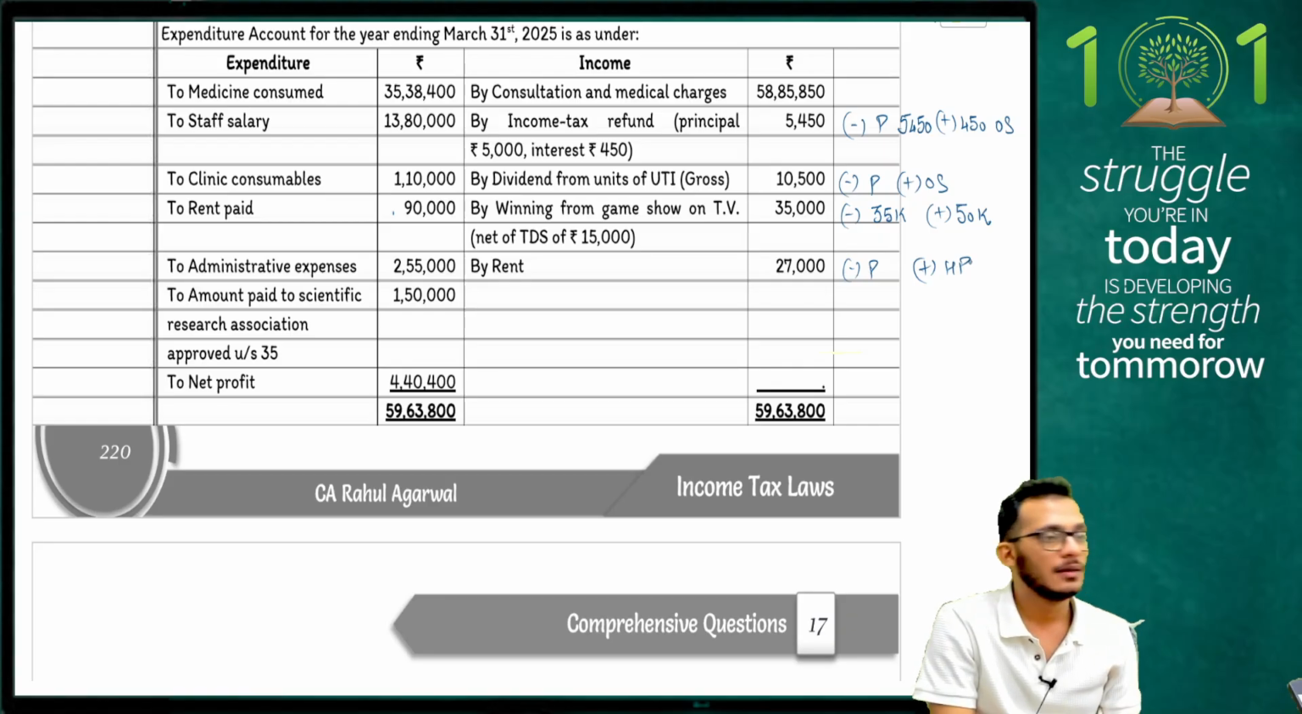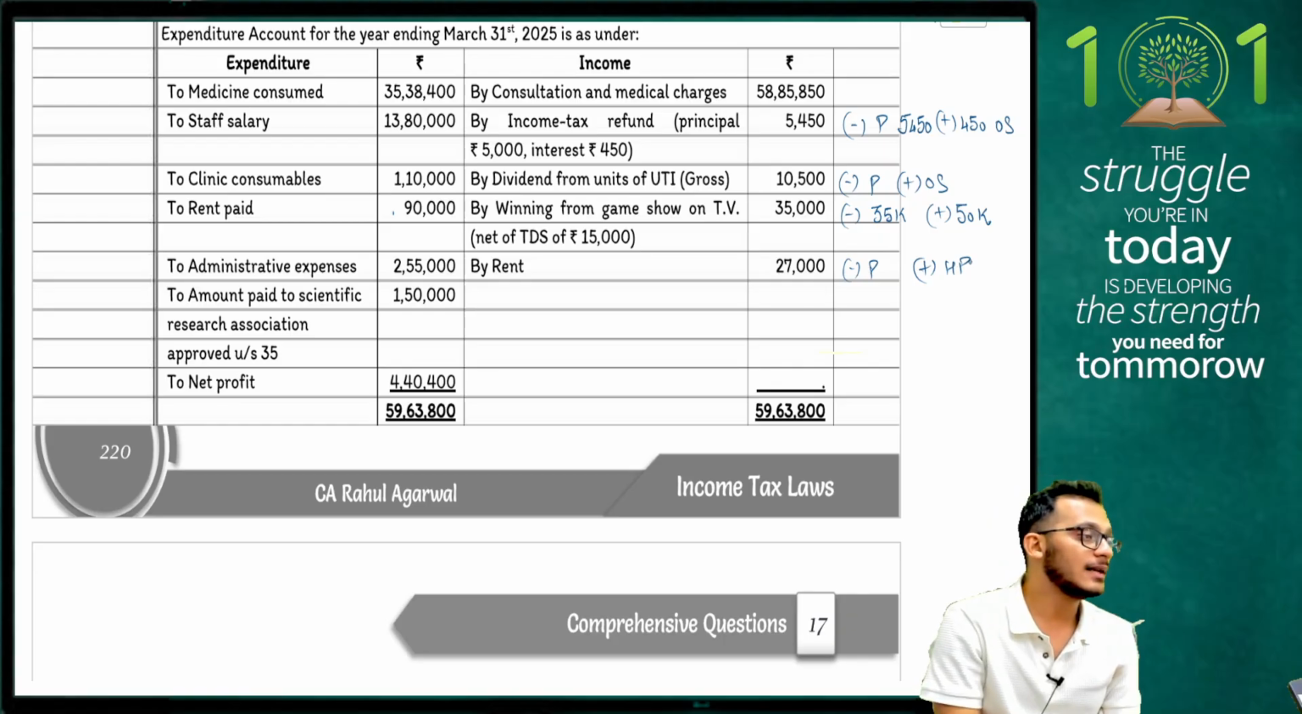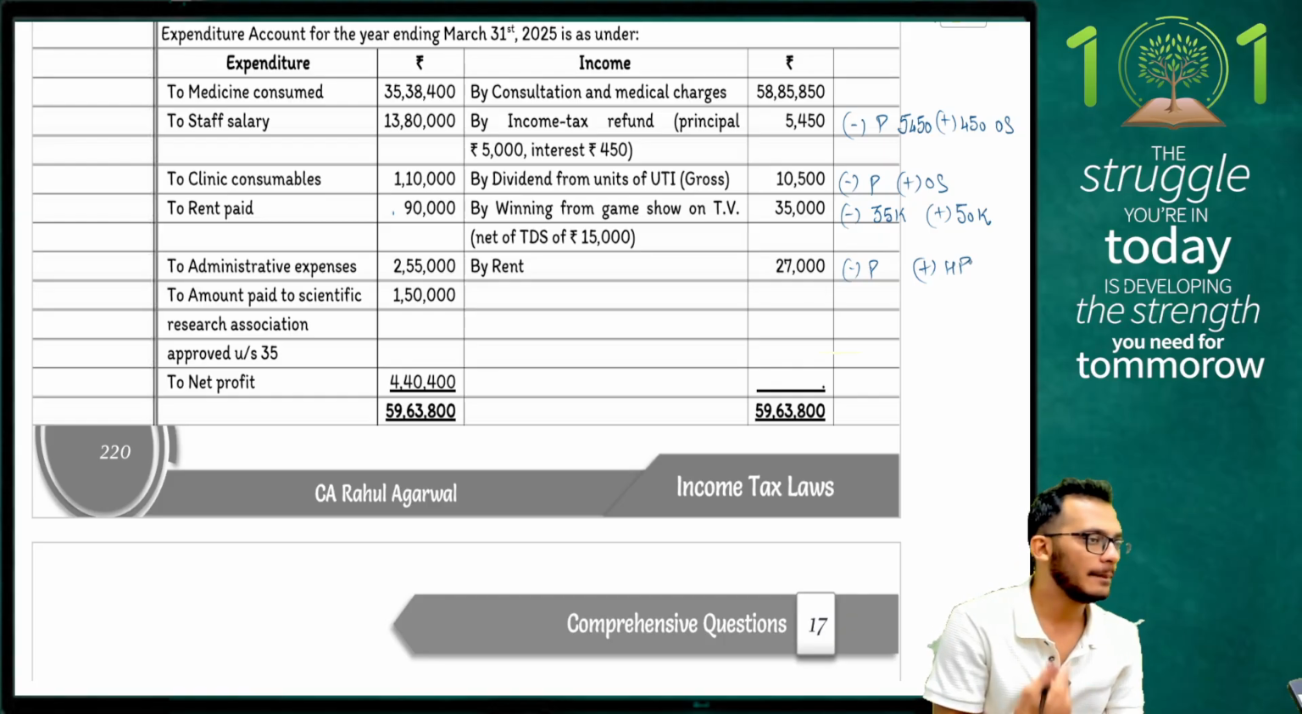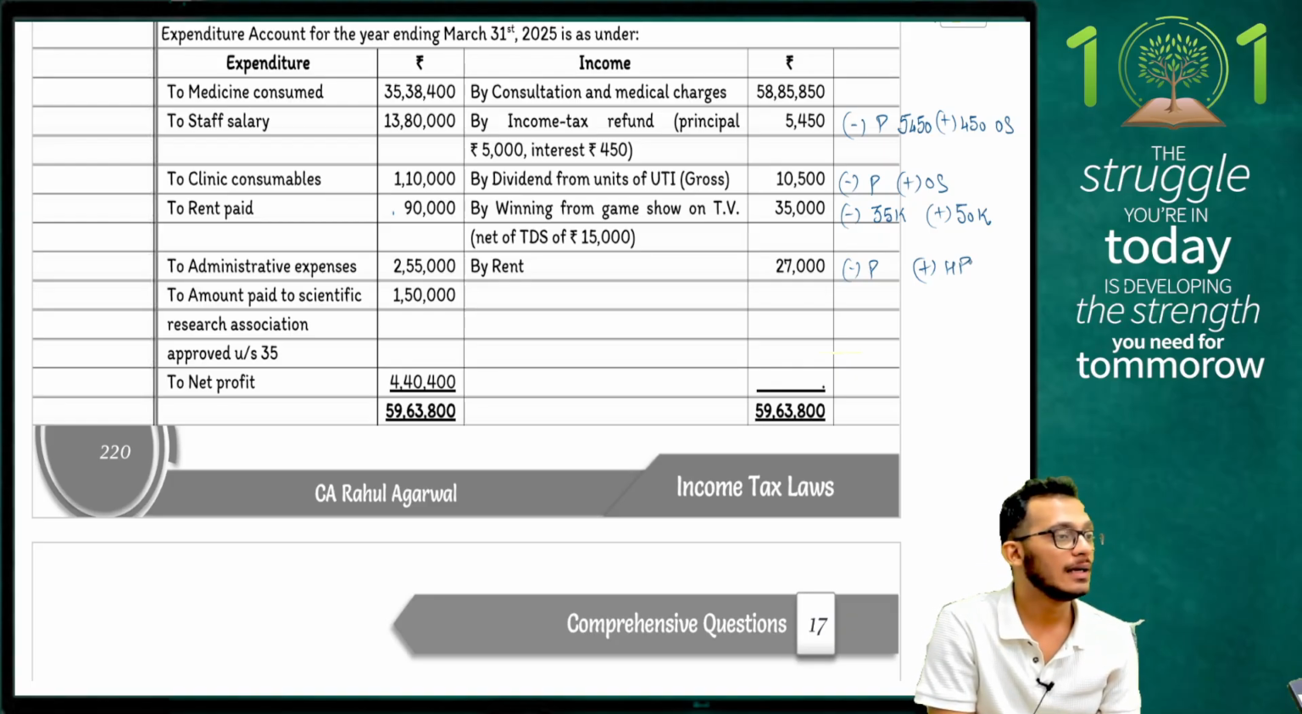Can we go to the left side? Look at the left side. Look at each item. You will tell me at each item, is it business related? On the left side, I have medicines consumed. Not business related, therefore ignore. Staff salary 1,380,000. People, my staff, my salary, I'm giving them. This is an expense for me. This is ignored. Clinical consumables 1,10,000. Ignore.